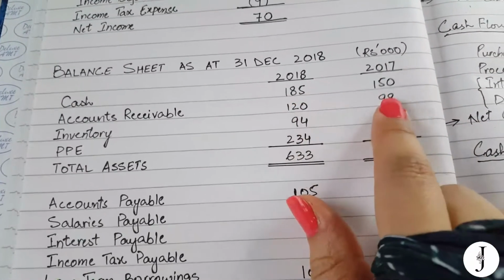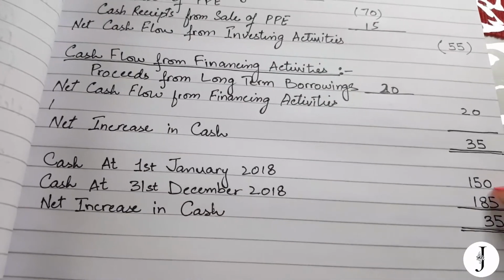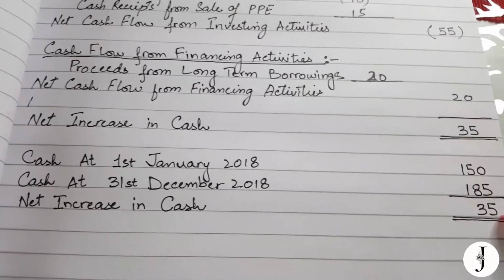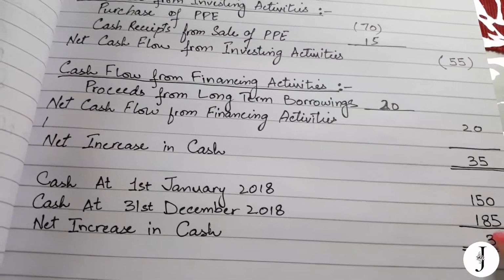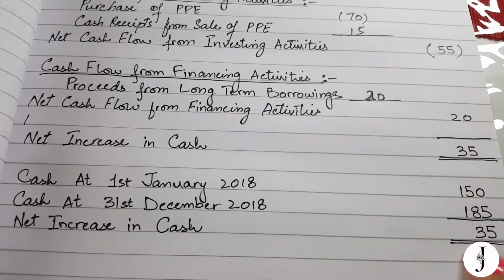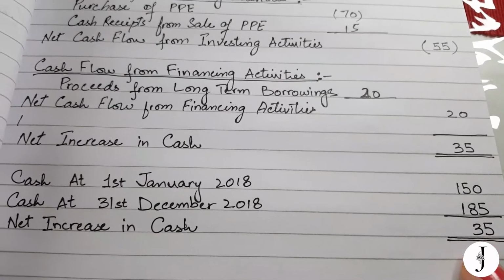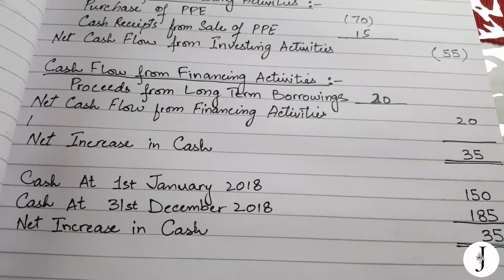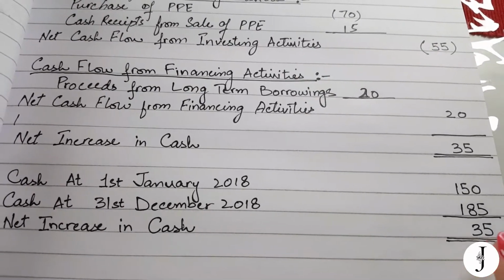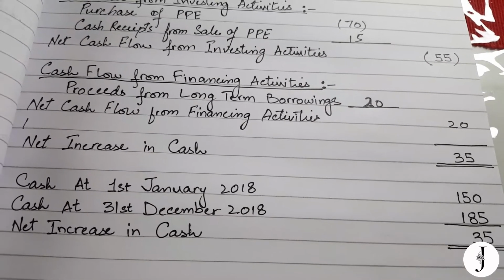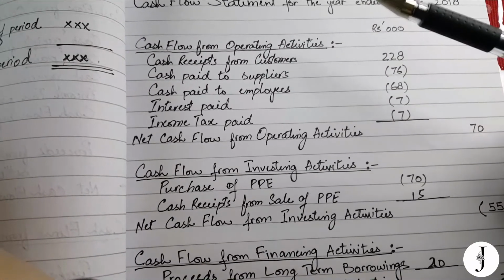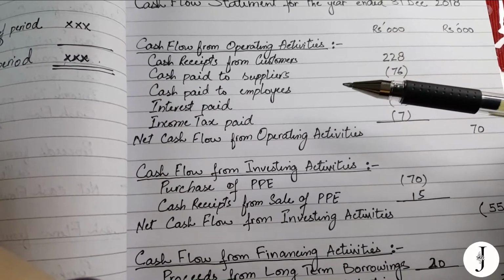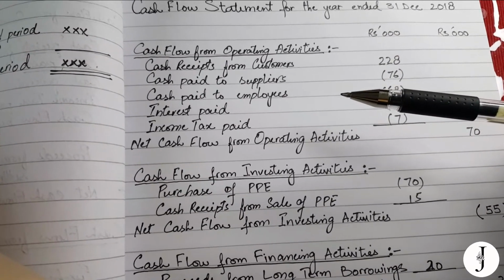So here we have these two figures, and when we deduct opening balance from closing balance, we get this figure, that is net increase in cash. Now we will see how we have arrived at this figure, how this increase in cash is generated. This is the main purpose of making a cash flow statement, that how this 35,000 rupees is generated. So under first section, cash flow from operating activities. Operating activities are the revenue generating activities of our business.